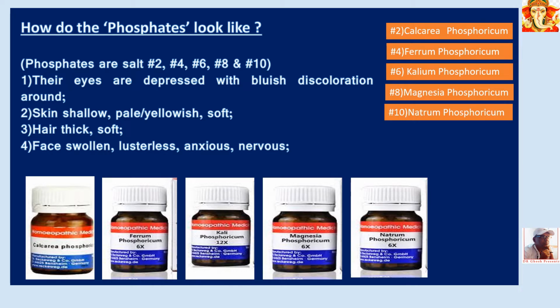Now, what is the look of the patient? Their eyes are depressed with bluish discoloration around. Skin sallow, pale or yellowish, soft. Hair thick, soft. Face swollen, lusterless, anxious, nervous.